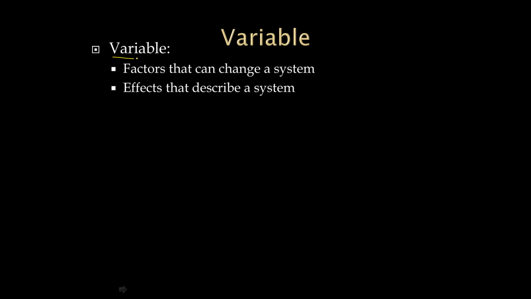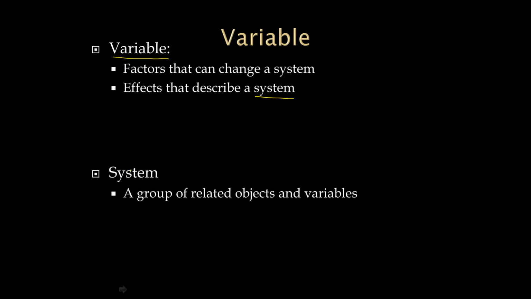Variable. What is a variable? Variables are the factors that can change a system and the effects that describe a system. And we've used another term here, system. Let's go ahead and define that word. A system is a group of related objects and variables. Let's give a little bit of an example here.